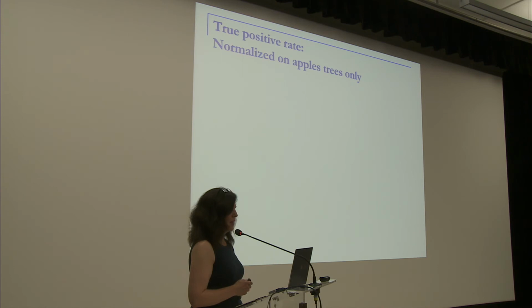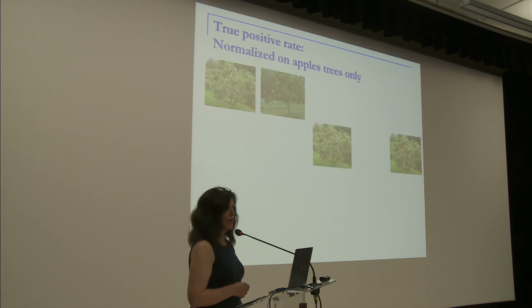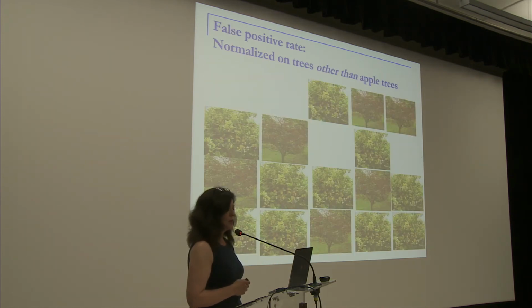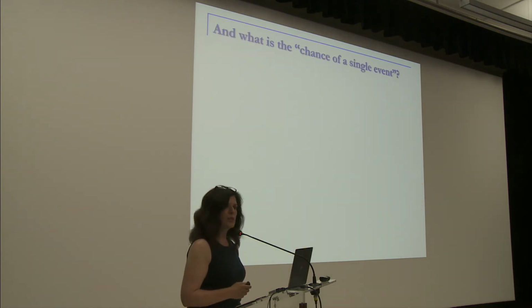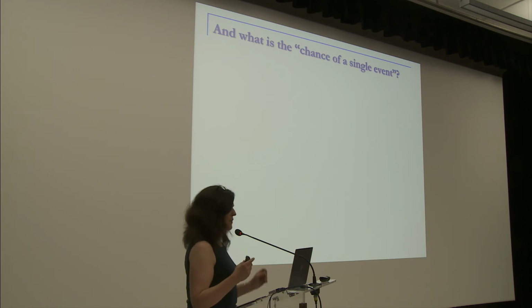And so also there's no information about base rates at this bottom level where you're seeing the trees, right? So the base rates are normalized on this whole population, the 20 trees. Those are the apple trees. The true positive rates are normalized only on apple trees. The false positive rate is normalized only on trees other than apple trees. And then you can ask, what's the chance of a single event? I always found this a very puzzling concept.